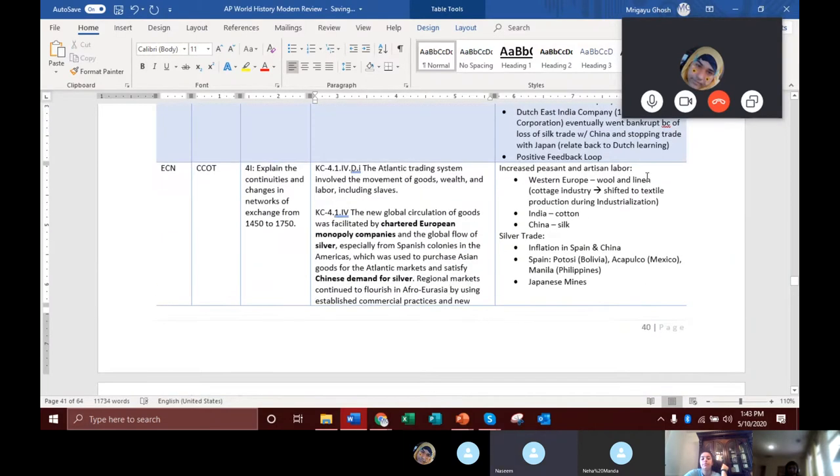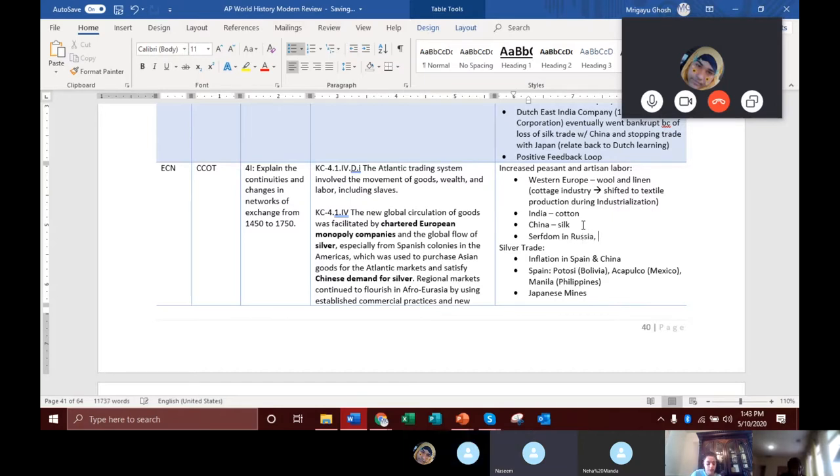Yeah. Okay. So we have Western Europe, we have the wool and linen, the cottage industry, which shifted to textile production during industrialization, but originally we had artisan at home wool and linen. In India, we had cotton. China, we had silk. You could also put the serf thing here, then, if you want to. Yes. So, serfdom. Where else was serfdom practiced? Russia. Okay, serfdom in Russia.